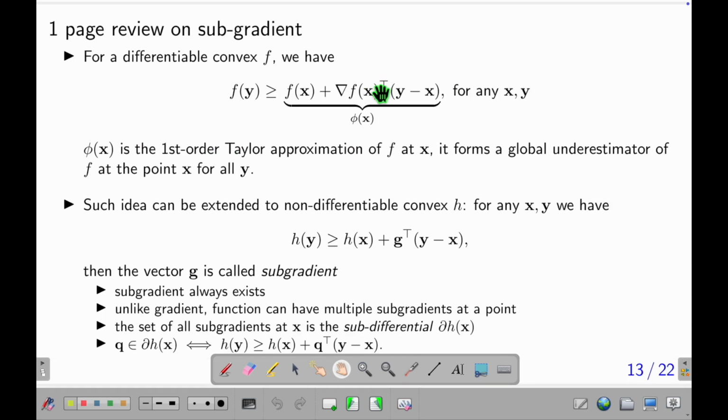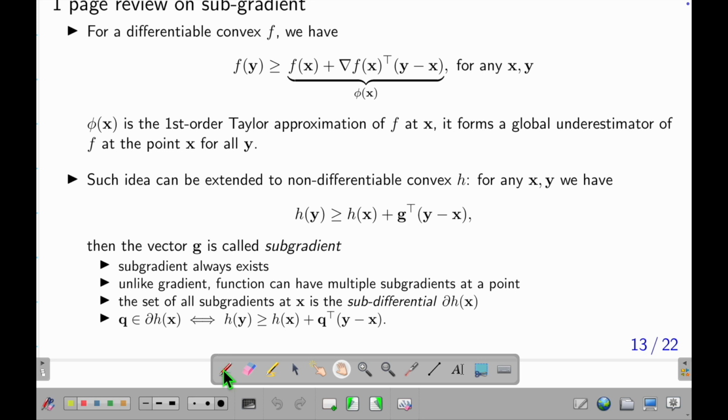Now we have to talk about subgradient because we have something non-differentiable. This is the subgradient, right? This thing is the gradient if f is differentiable. But if this thing is not differentiable, I put a g here. Okay, a subgradient always exists if x is in the relative interior of the domain of h, okay? Unlike the gradient, you can have multiple subgradients.